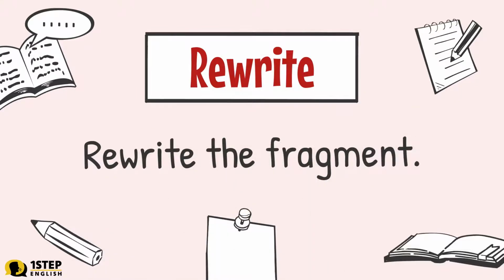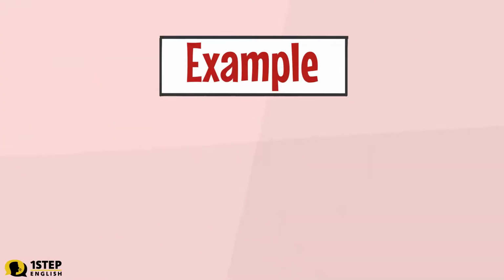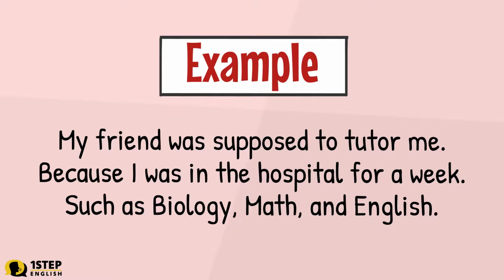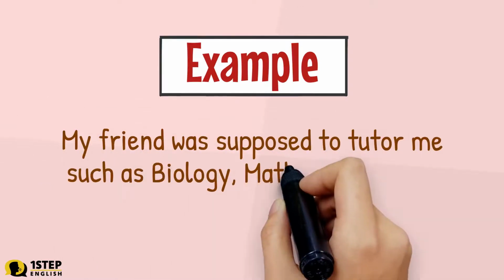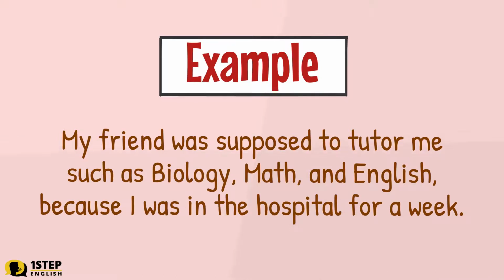You may also rewrite the fragment, or the entire passage, that contains the fragment, to make a complete sentence. For example, my friend was supposed to tutor me, because I was in the hospital for a week. Such as biology, math, and English. Since the sentences are unclear, you need to rewrite it. My friend was supposed to tutor me such as biology, math, and English, because I was in the hospital for a week.